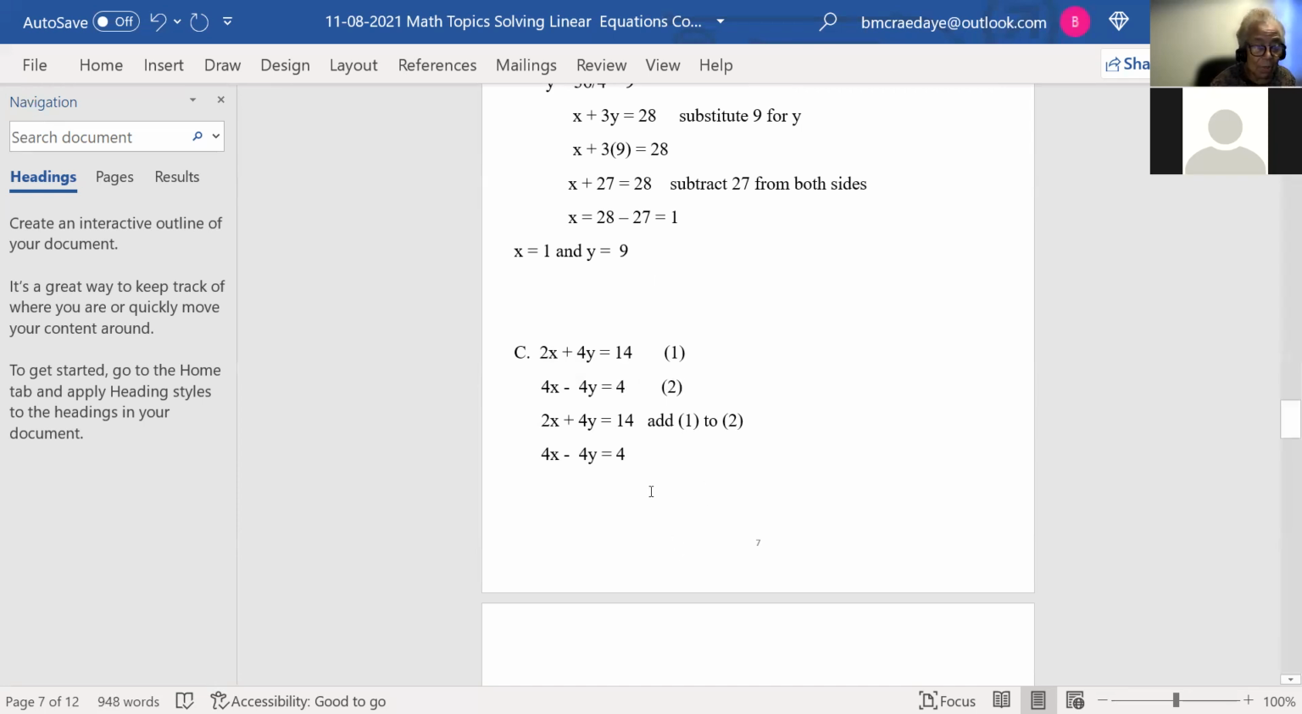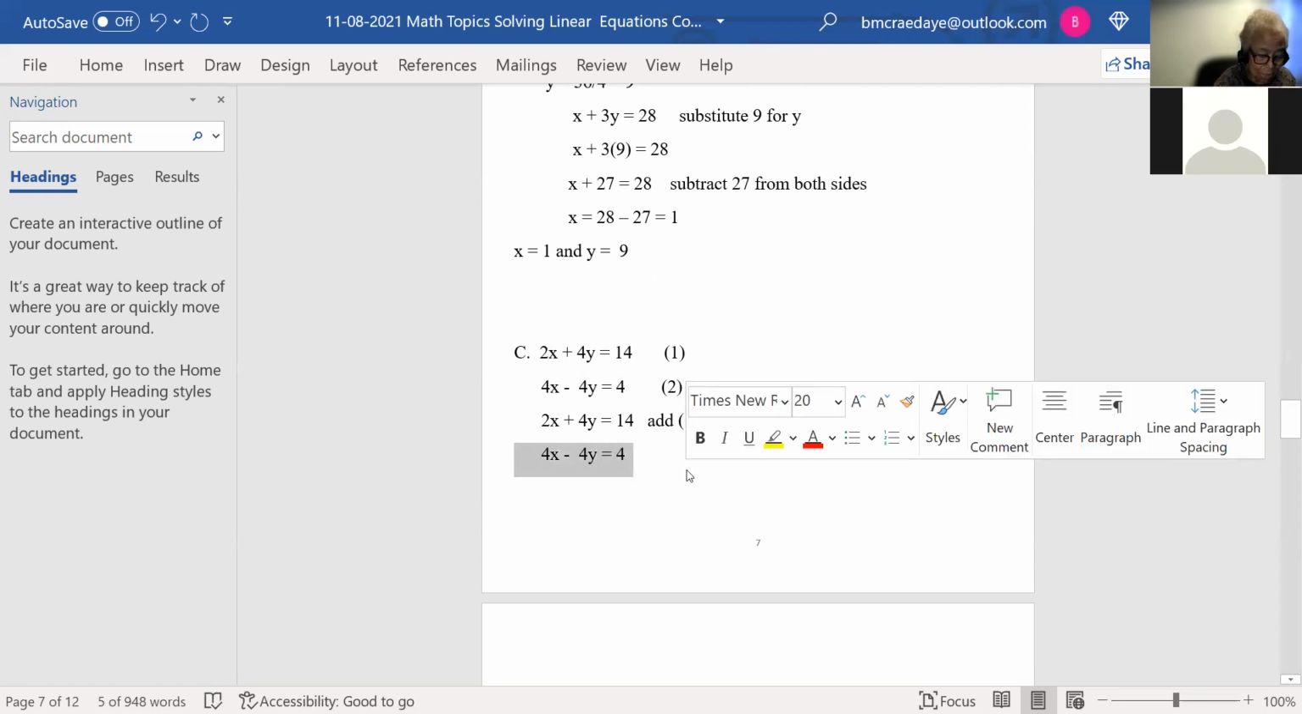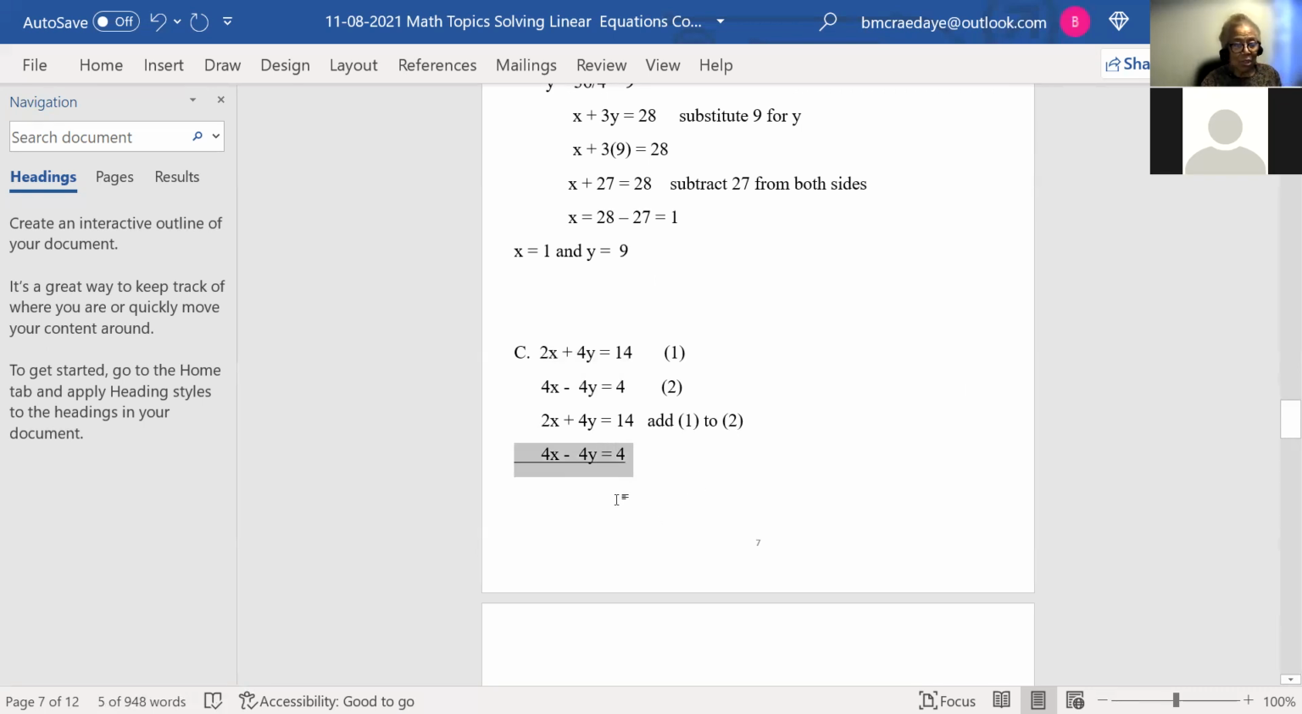So you're going to add these equations, right? And if you add them, what do you get, Maureen? Let's draw a line under here. 6x. 6x, that's right. Very good. And a plus 4y and a minus 4y gives you what? 0. Okay, so that's plus 0.